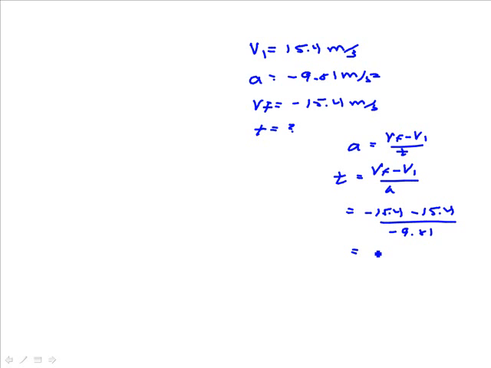It's equal to 30.8. All right, so the change in velocity from the time it left the ground, which was positive 15.4, to the time it hits the ground, the change in velocity was actually 30.8. If you divide that change by the acceleration of gravity, you get 3.14 seconds as the time of flight. All right, so 3.14 seconds is the time that that rock is in the air.